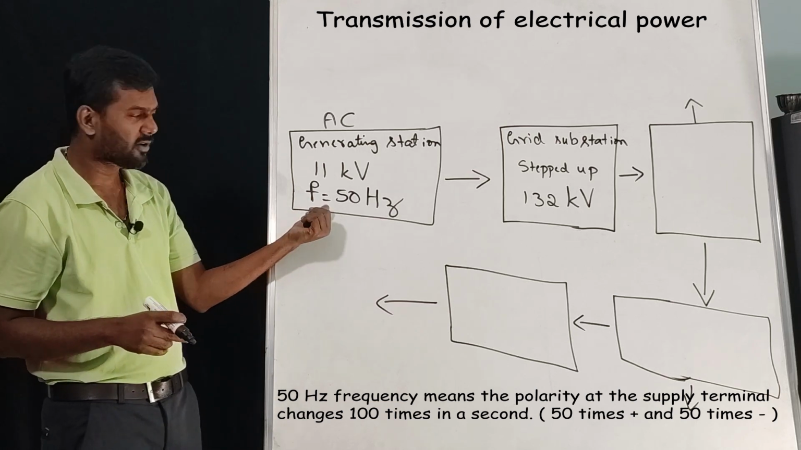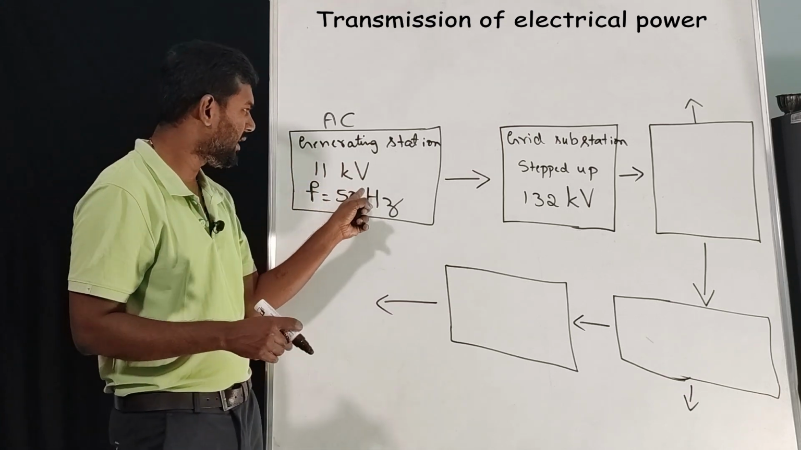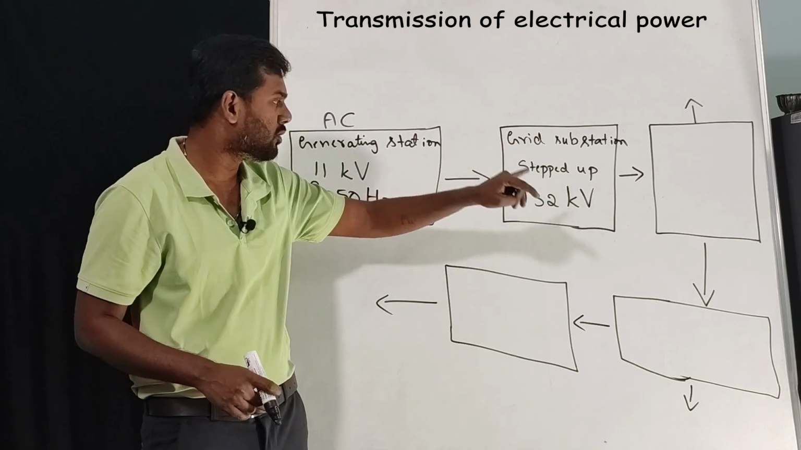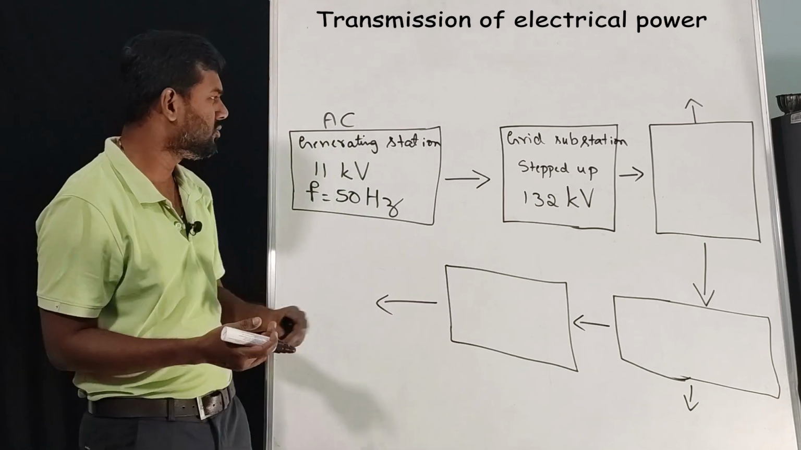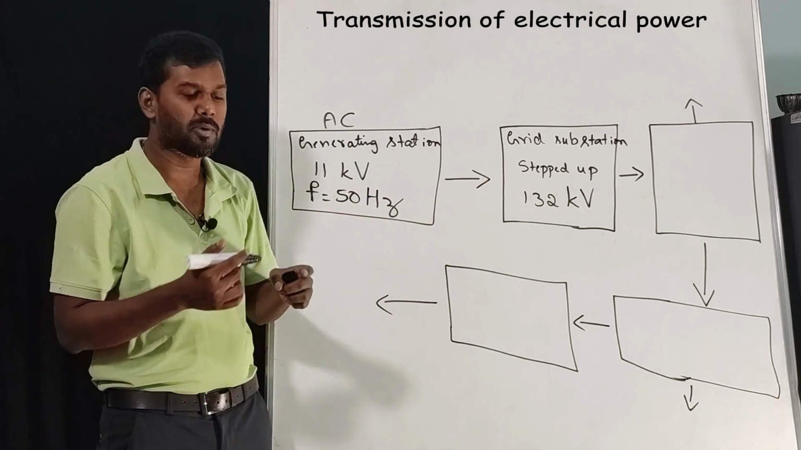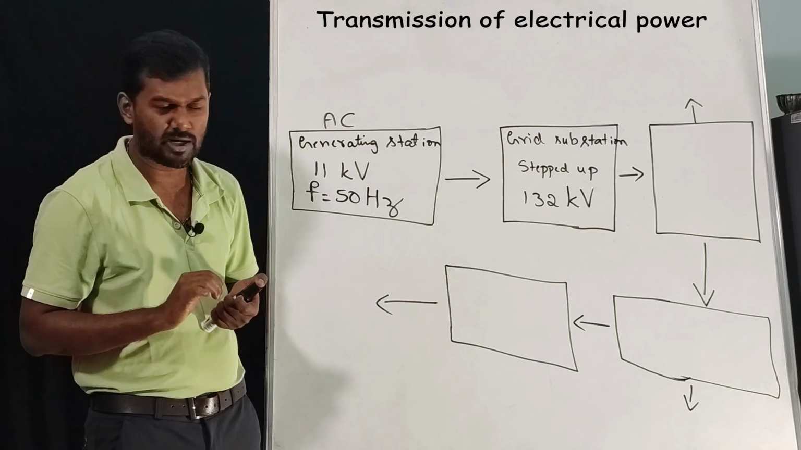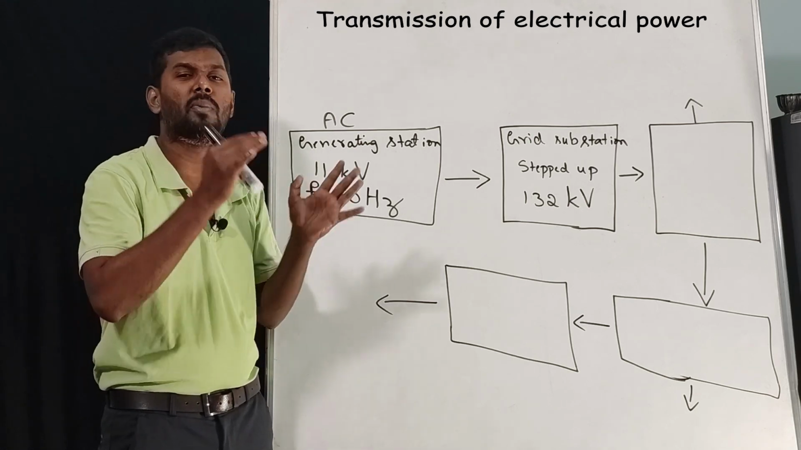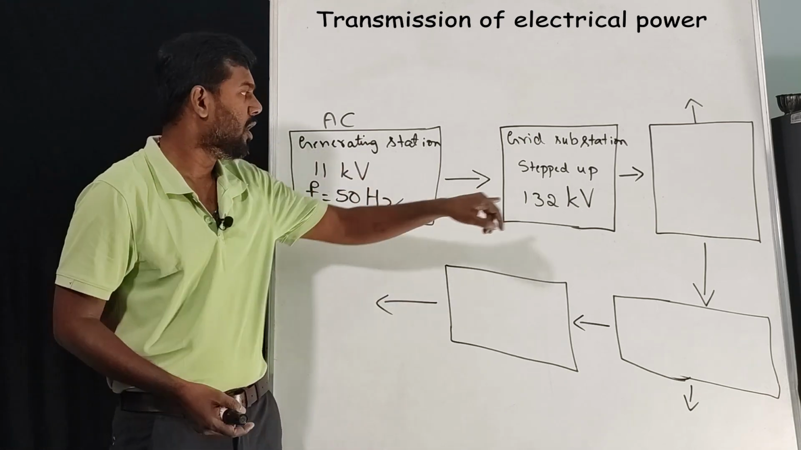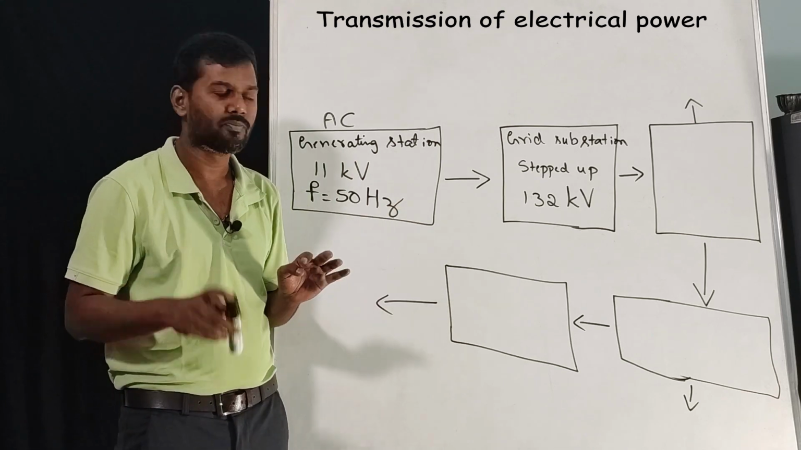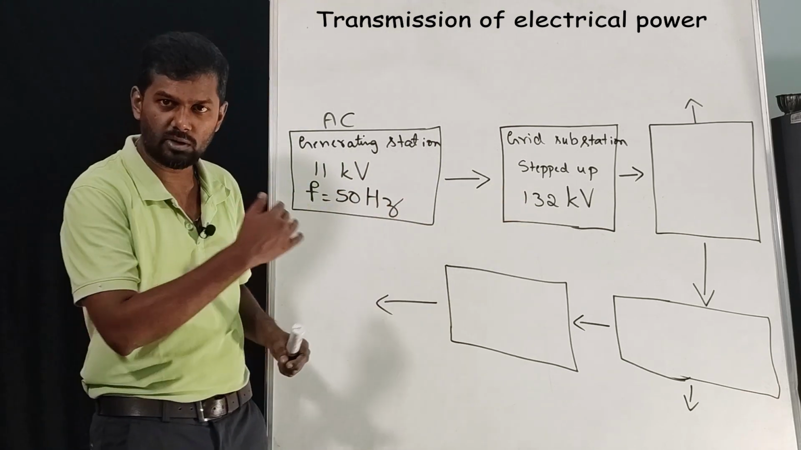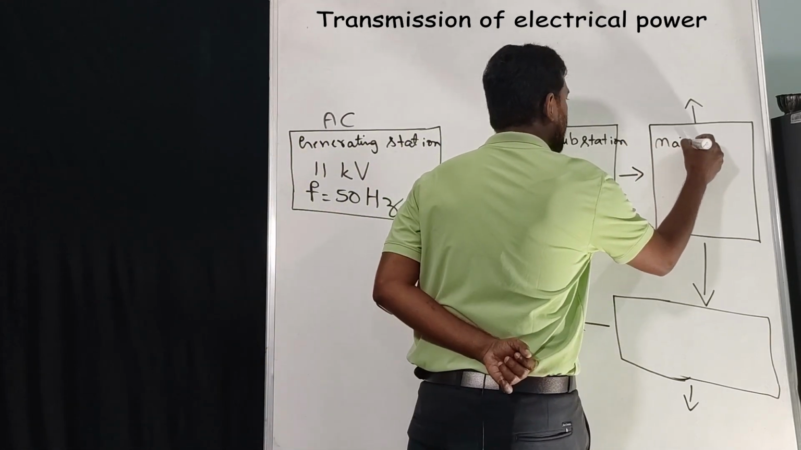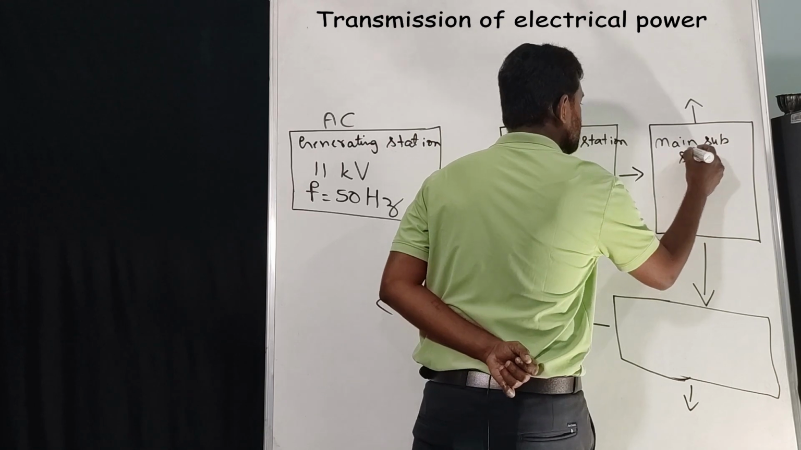Now we got to know the frequency and generated voltage. Now this generated voltage is given to the grid substation where it is stepped up to 132 kilovolts. Why do we have to convert into 132 kilovolts? Because we know there will be a loss of energy, correct? Whenever we are transmitting the electrical energy, there will be a loss of energy. To compensate that, 132 kilovolt will be stepped up. Now once we convert into 132 kilovolt, it is given to the main substation.